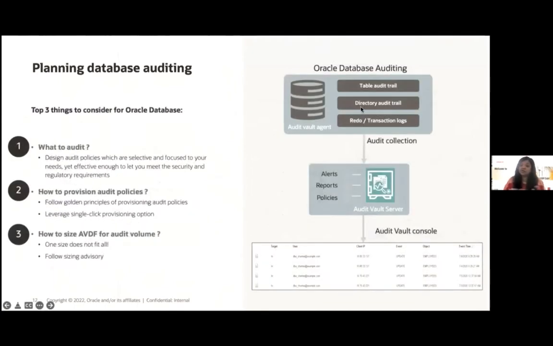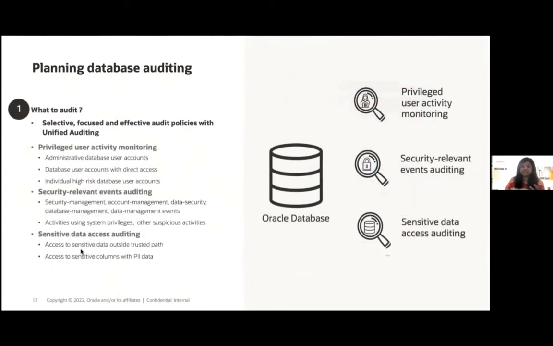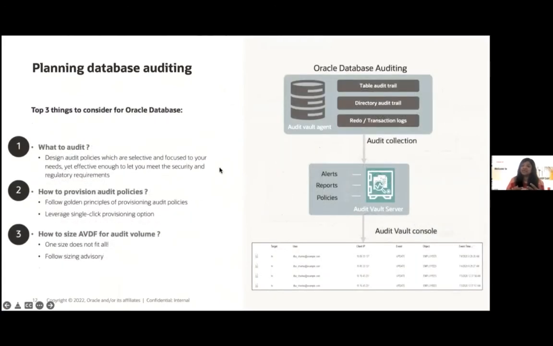So as you're already aware, Audit Vault server collects the audit data from the database and other sources. From the database, it can actually read from the table trail, directory trail, or redo transaction log. And of course, there are other sources like file systems or directory services that it can read. There is an agent component which reads these log files and inserts them into the Audit Vault server in near real time. And then you would see that in the Audit Vault console. This is the gist of what happens within the Audit Vault component.